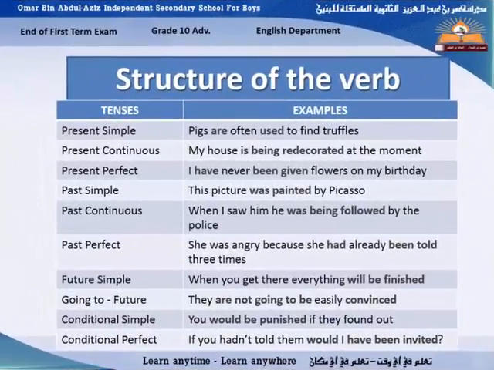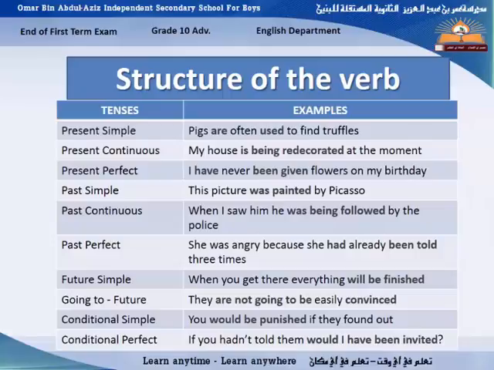Structure of the verb. As we can see from the table in front of us, in the present simple we use verb to be in the present form plus the past participle of the main verb. In the present continuous we use verb to be in the present plus the word being plus the past participle of the main verb. In the present perfect we use have or has plus been plus the past participle of the main verb.